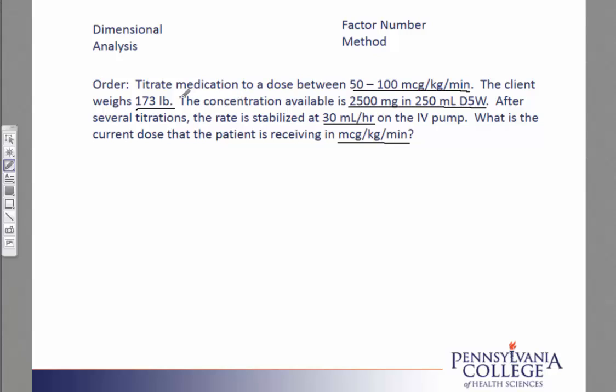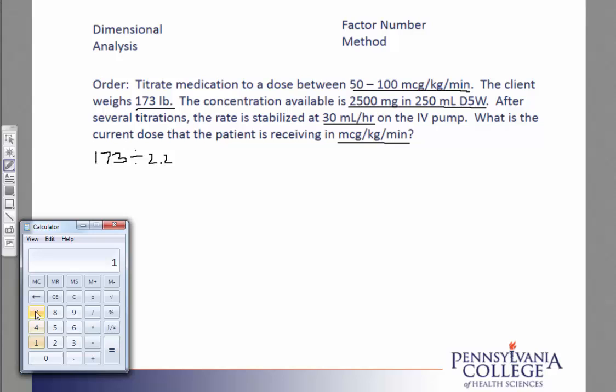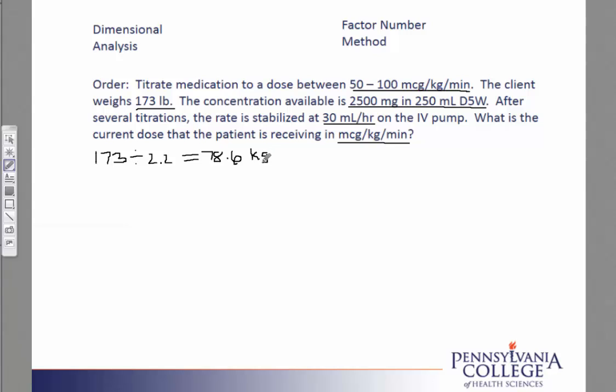To start with, I'm going to work at converting the weight in pounds to kilograms, because in my original problem, the dose is per kilogram and the question asked is per kilogram. To do that conversion, I take the weight of 173 pounds and divide it by 2.2. Because the weight is above 10 kilograms, I will round my answer to the nearest tenth. So 78.6 kilograms. Now I'm going to use the dimensional analysis approach.